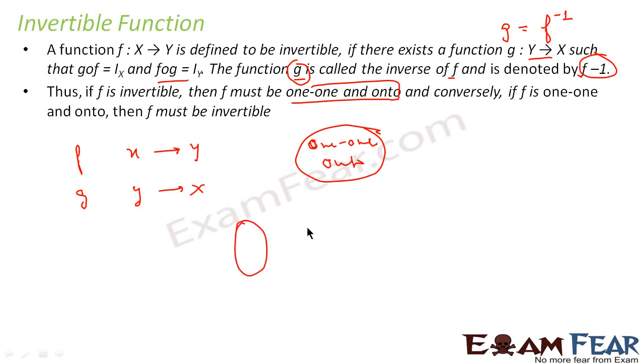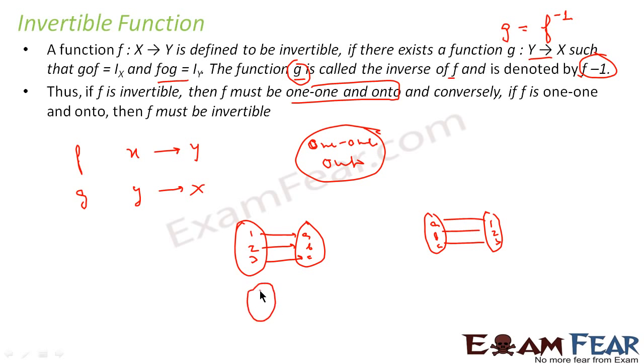Logically also, let's suppose there are two sets, where 1, 2, 3 goes to a, b, c. If it is one-one and onto, there is no extra element. If you flip it, this becomes a, b, c to 1, 2, 3. Correct? But suppose there is a function with values 1, 2, 3 and a, b, c that is not one-one: both 1 and 2 point to b and 3 points to c.